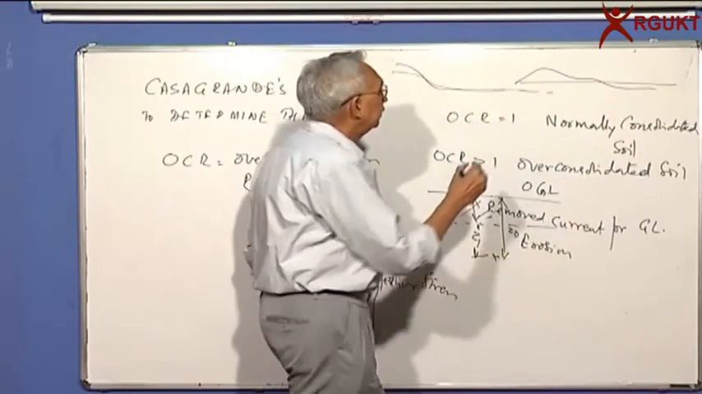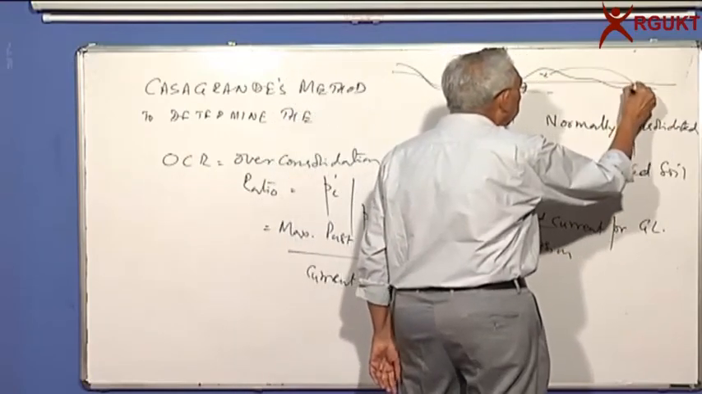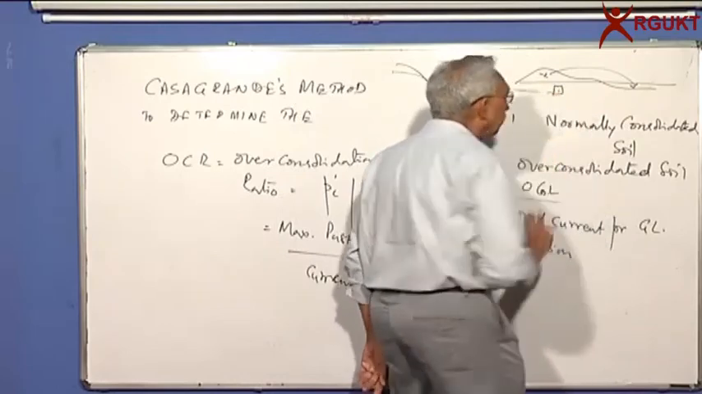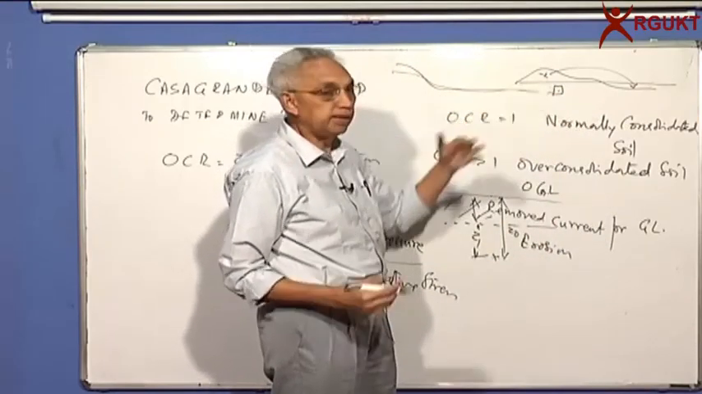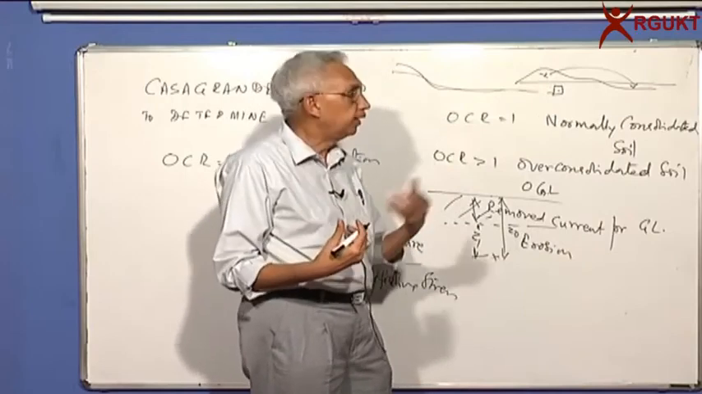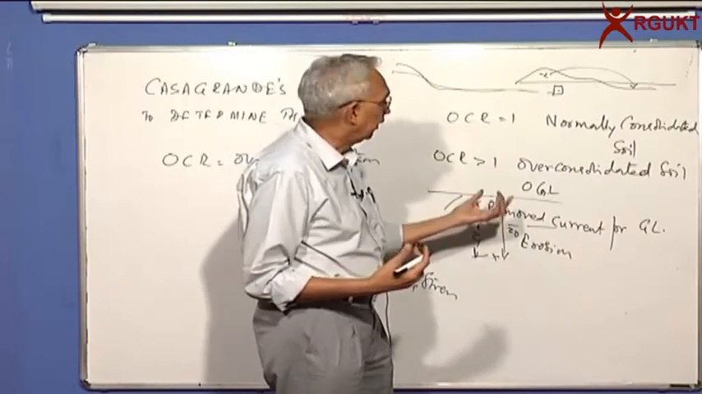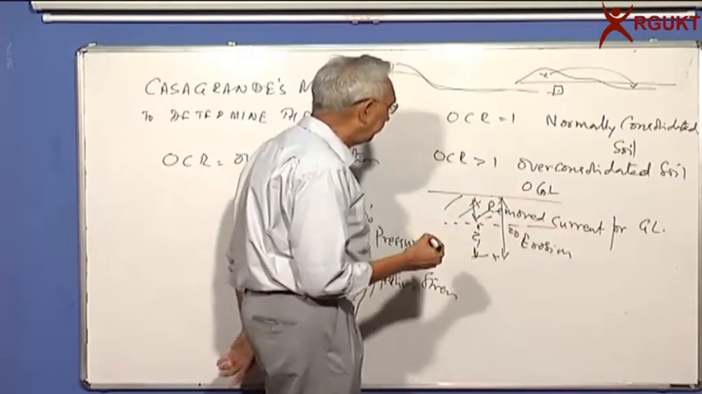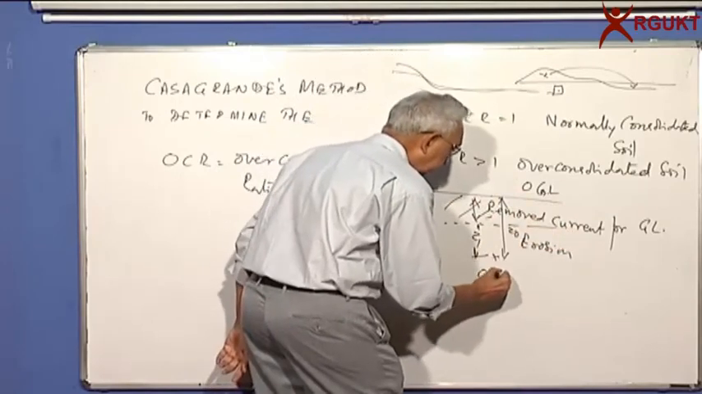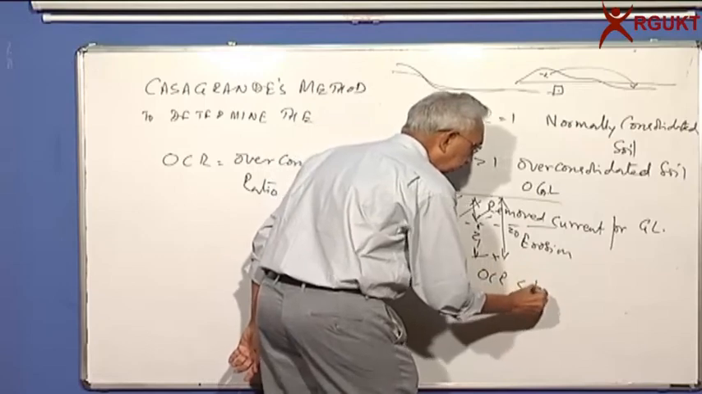You wanted to level that, so there is ground here, and you want to make a flat surface. So what did you do? You removed this material, put it here. If I now look at a sample here, it was under higher stress, but now because you removed the soil, it is under less stress. Soil becomes overconsolidated.